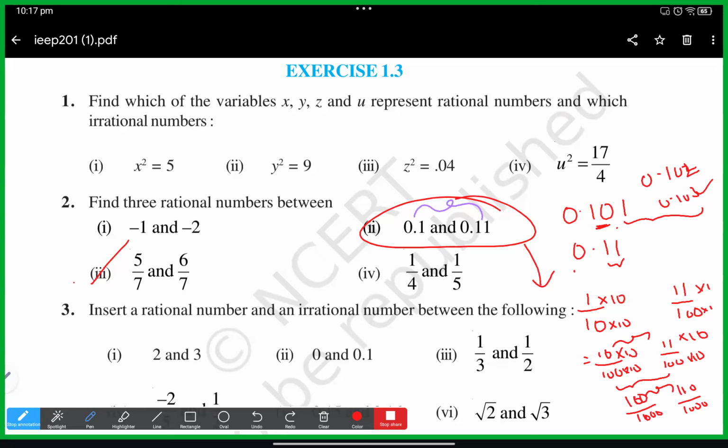Like that also you can make. And the ones which I said you will get, 101 by 1000, 102 by 1000, which means 0.101, 0.102, like that. Okay, sir.